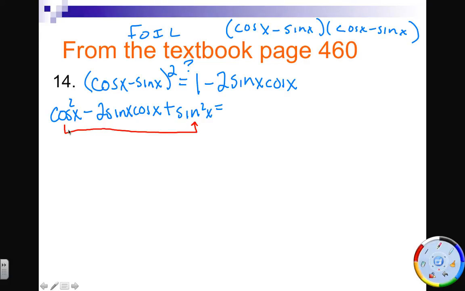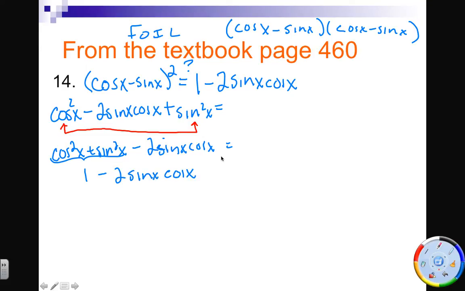But I noticed that I have a cosine squared plus sine squared. Cosine squared plus sine squared is 1. So if I rewrite it a different way so you can see that: cosine squared x plus sine squared x minus 2 sine x cosine x. Well, I know that this thing is equal to 1, so I get 1 minus 2 sine x cosine x equals 1 minus 2 sine x cosine x, which gets a check mark and done. I've shown that the left side can be simplified to the right.